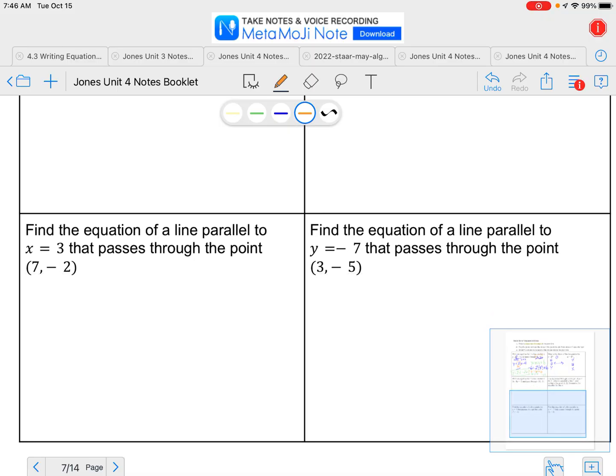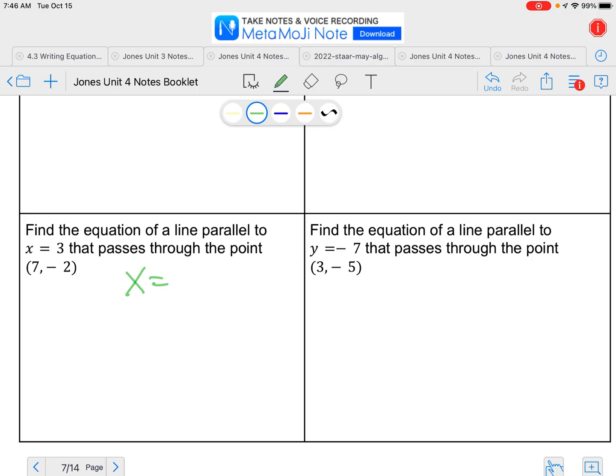So let's skip down here. Find the equation of the line parallel to x = 3. Okay, so it's going to be another vertical line, another x equals, and what's x? 7. Find the equation of a line parallel to y = -7. So that's a horizontal line. So every horizontal line has 0 x's, 0 slope, passes through this point, y = -5. So there's not much different than this.